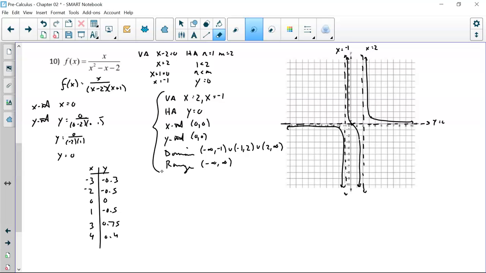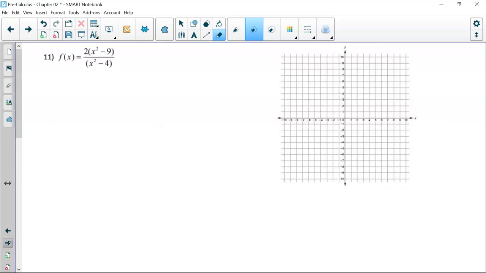Going to the next page, please. Number 11. So what we can do is we can factor this. F of x equals 2 times x plus 3, x minus 3, over x plus 2, x minus 2. It's going to make finding our asymptotes easier. The vertical asymptote, the zeros, so negative 2, and x equals positive 2. The horizontal asymptote, they both have the same degree, so y equals 2 over 1, so y equals 2.